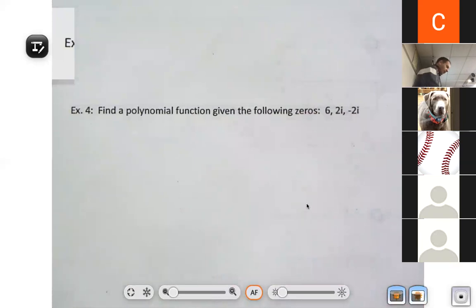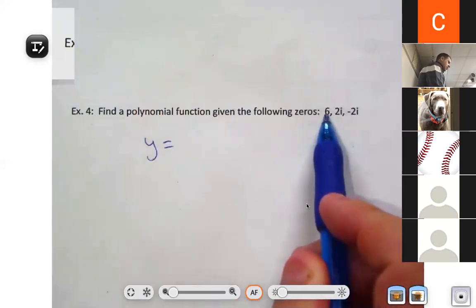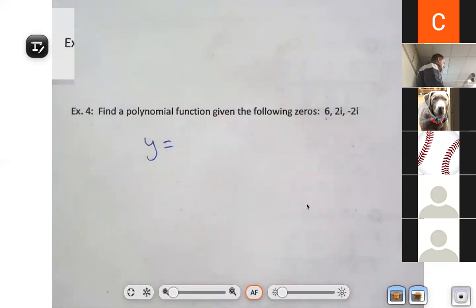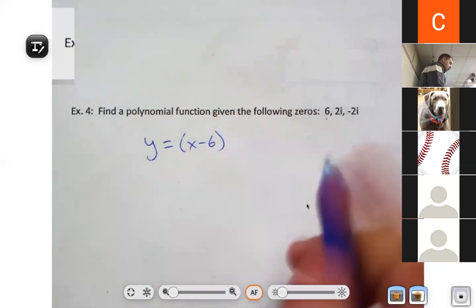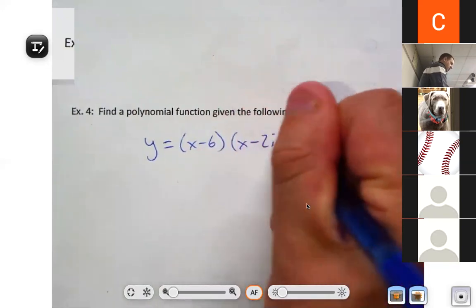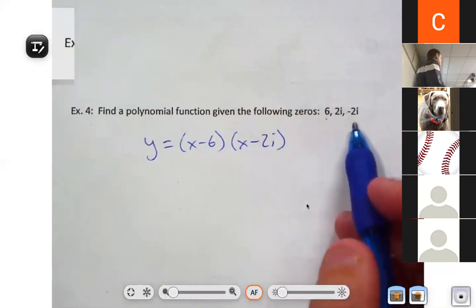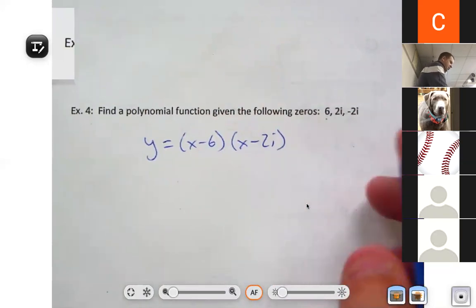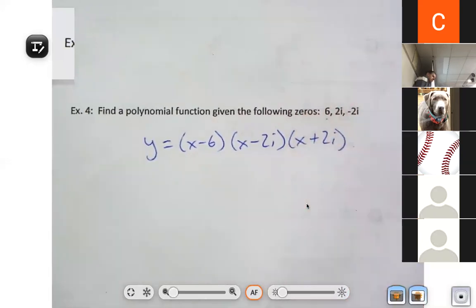So our function would have been y equals, and then we know if 6 is an answer, it's always minus, then x minus 6 was a factor. If 2i is a solution, then x minus 2i is a factor. And if -2i is a solution, then x minus -2i is a factor, but we just write x plus 2i. And then we just multiply these three things together in any way you want to.